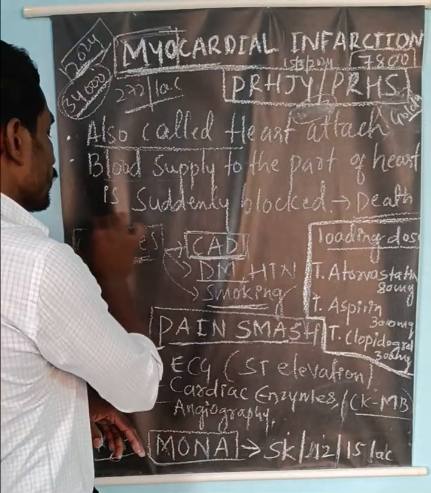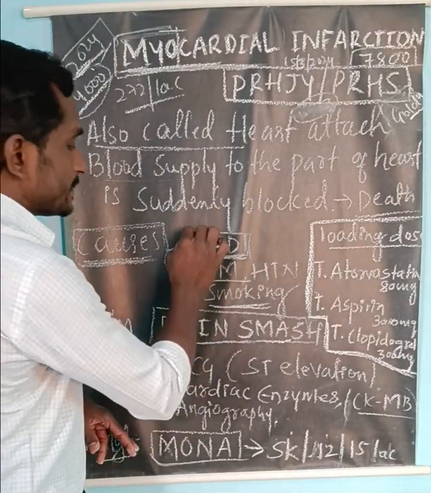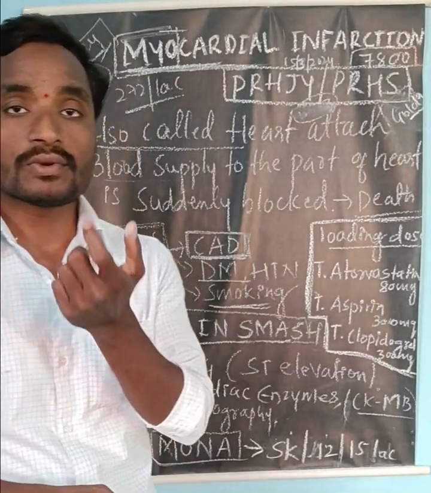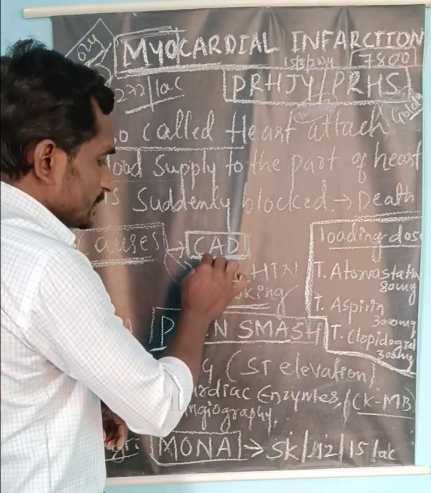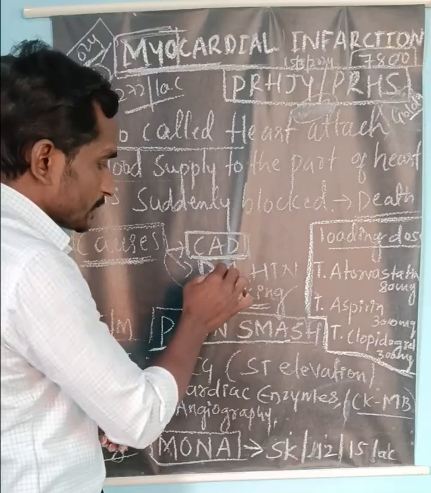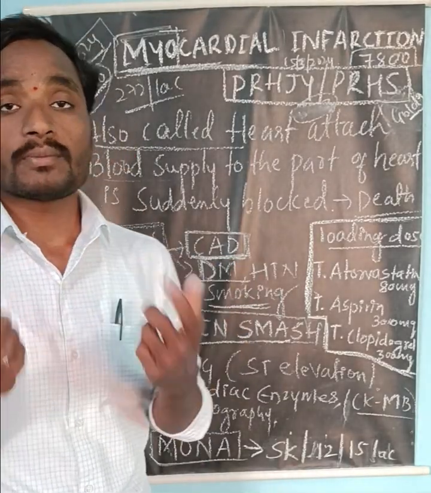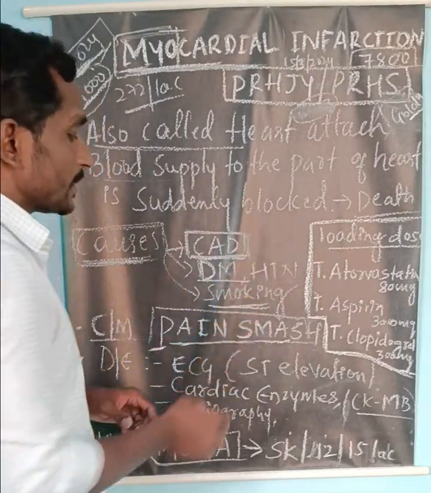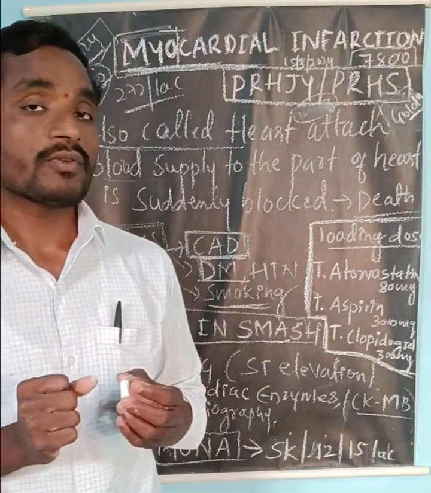Now come to the causes of myocardial infarction or heart attack. CAD, coronary artery disease, is the most common cause for a patient to develop myocardial infarction. Persons suffering from some kinds of diseases, such as diabetes mellitus and hypertension, are also found to get myocardial infarction.